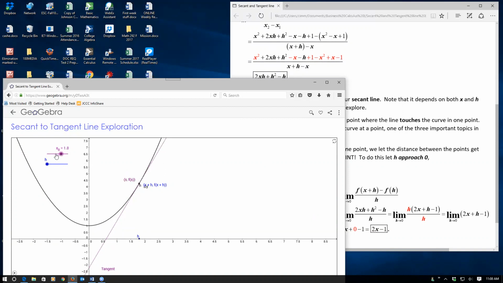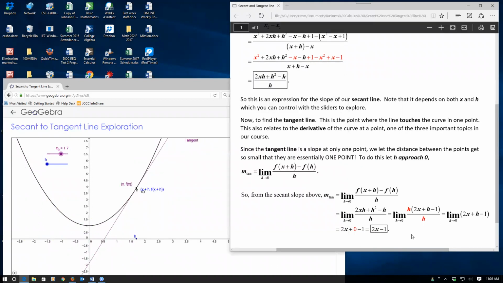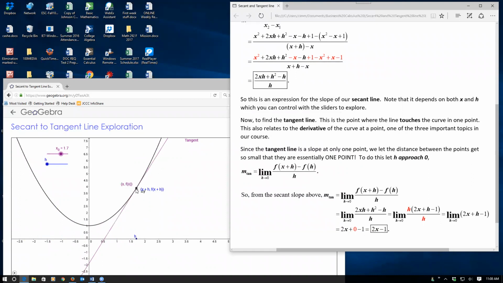If I have something negative, like let's say negative 1, I can plug in negative 1 for x, and then my slope is 2 times negative 1, that's negative 2, minus 1, that's a negative 3 slope. And then we can go and take numerous values for that x. So what we found over here is actually going to be the derivative, or the slope of that tangent line, at any point on the graph at any time.